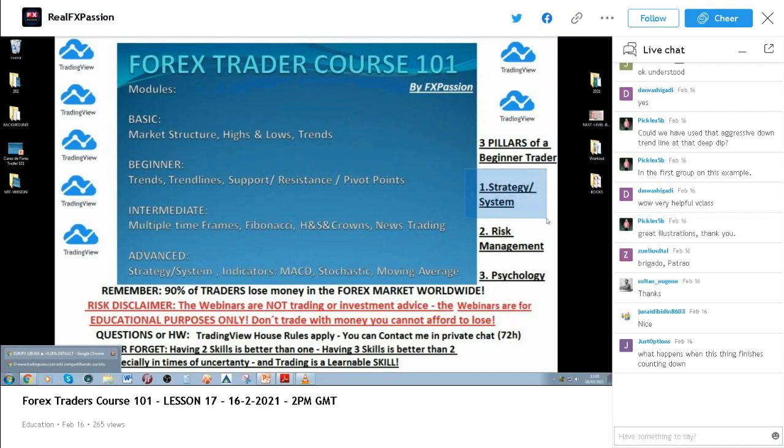Pillar number 1 is the strategy and or system. Pillar number 2 is the risk management. We're trying to learn how risk management works inside our strategy and or system. And the big one, right? The psychology part. Step by step, we're going to learn how psychology affects our risk management decisions and our strategy and system decisions. And we are trying to do this with all of these modules here. So today we are starting the beginner mode. Go back to the recordings and start to watch the lesson starting from lesson number 1.